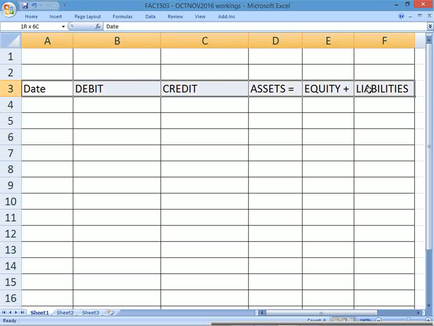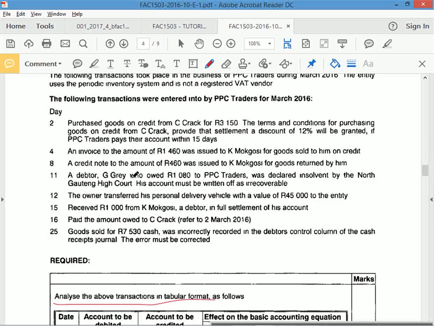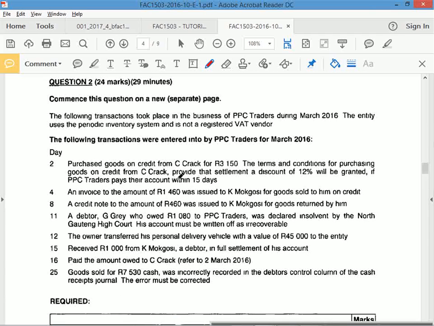Right, so if this was the exam, and I'm looking at question number 2, I need to interpret these transactions. I'm looking at all of these different transactions, and I'm trying to interpret what's happening. So when focusing on day 2, let's read day 2 and highlight anything that stands out. Purchase goods on credit from C for 3150. The terms and conditions provided that a settlement discount of 12% will be granted if PPC pays their account within 15 days. All that other stuff makes no difference to the question.